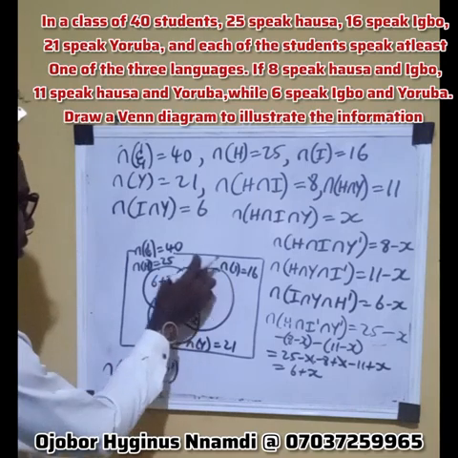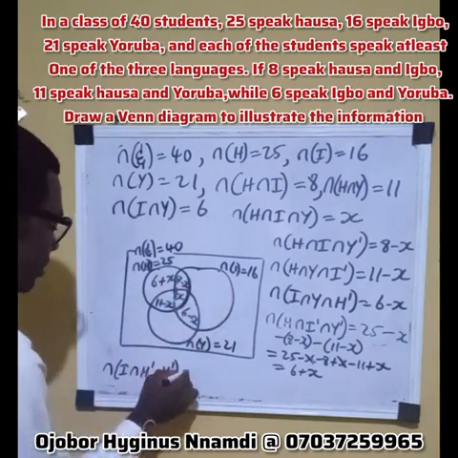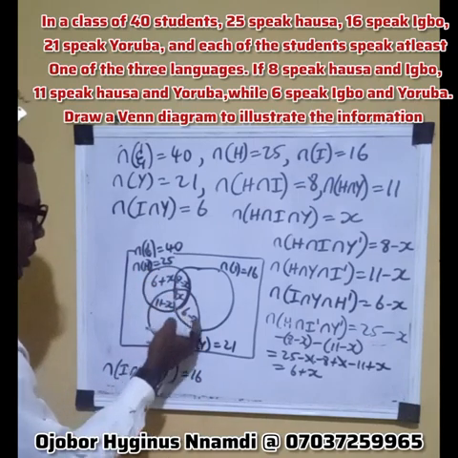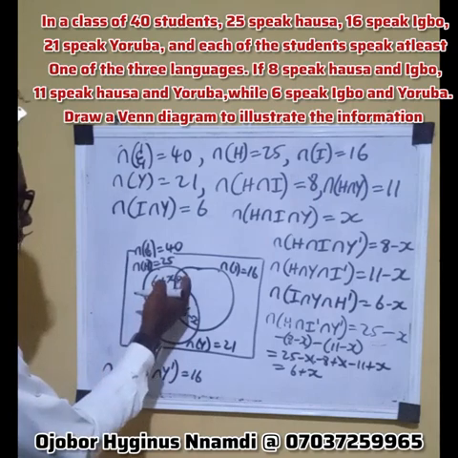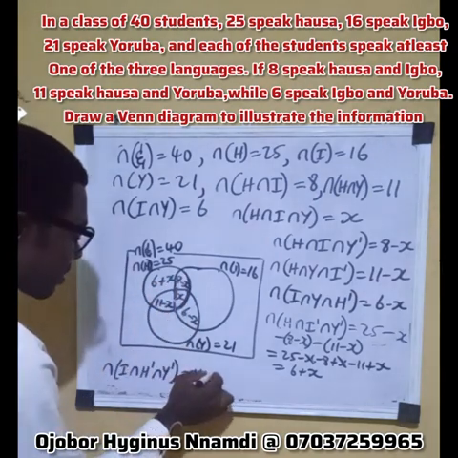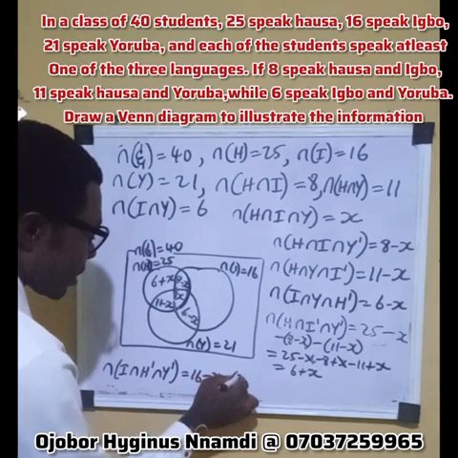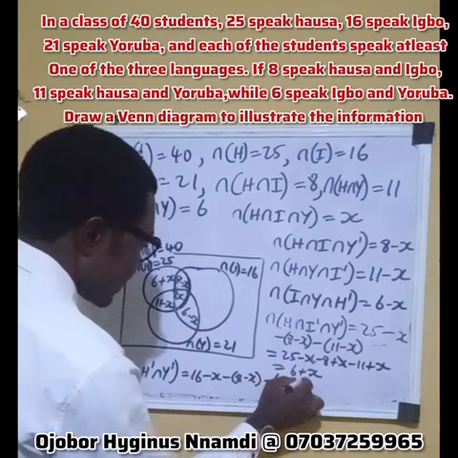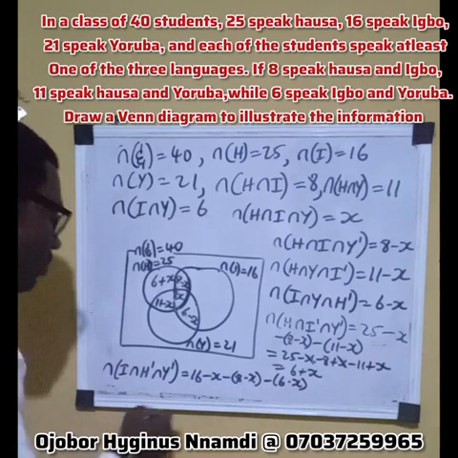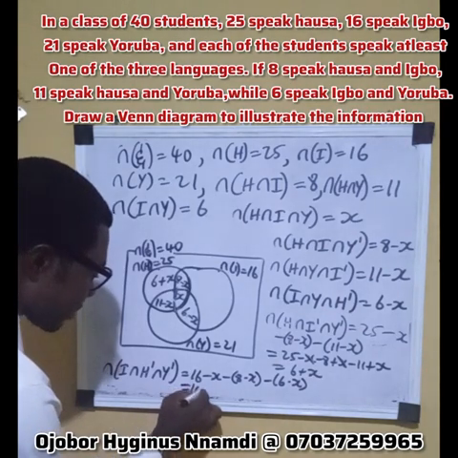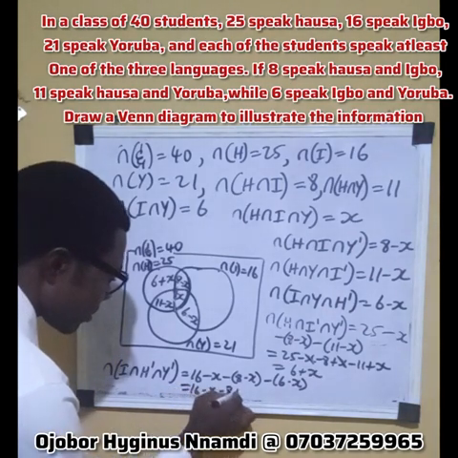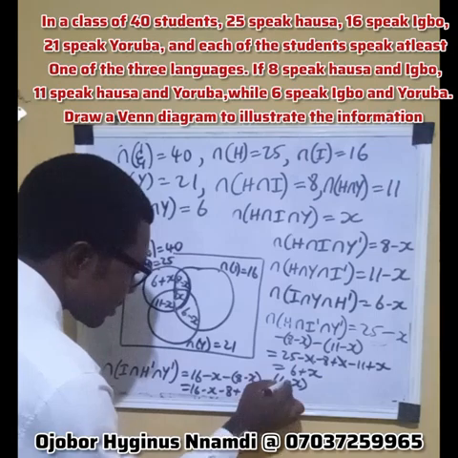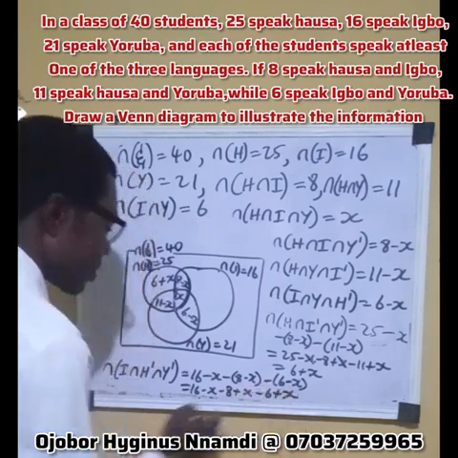Igbo only, this is Igbo, which is 16. But we are going to remove this and this from the 16: 8 minus x, x and 6 minus x. So 16 minus x, minus 8 minus x, and minus 6 minus x. Of course that is going to give us 16 minus x, minus 8 plus x, when you open the bracket here, this is plus, minus 6 plus x.